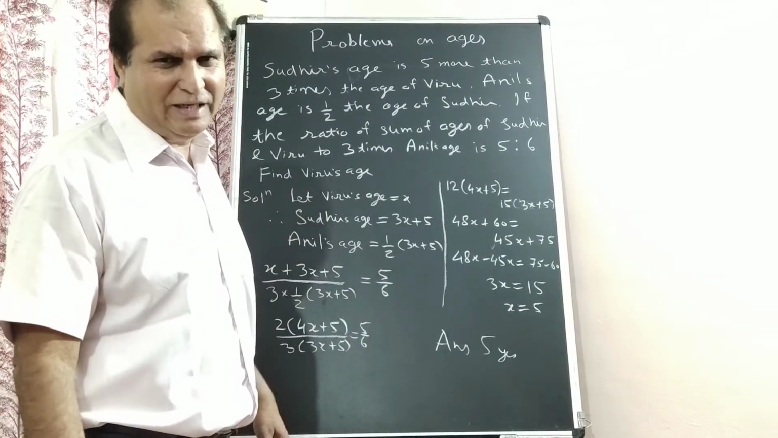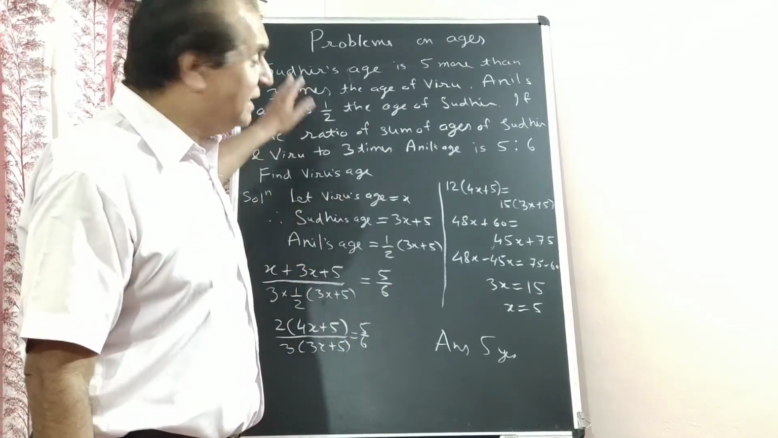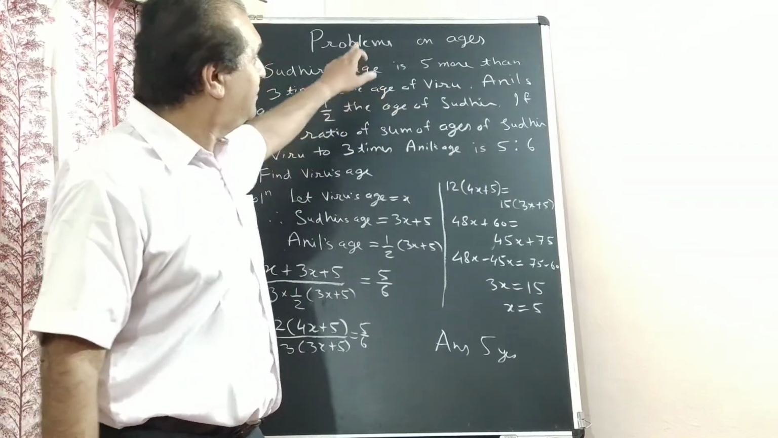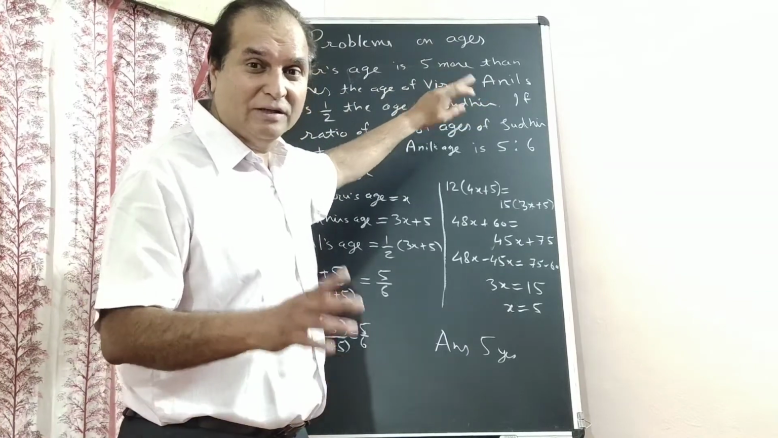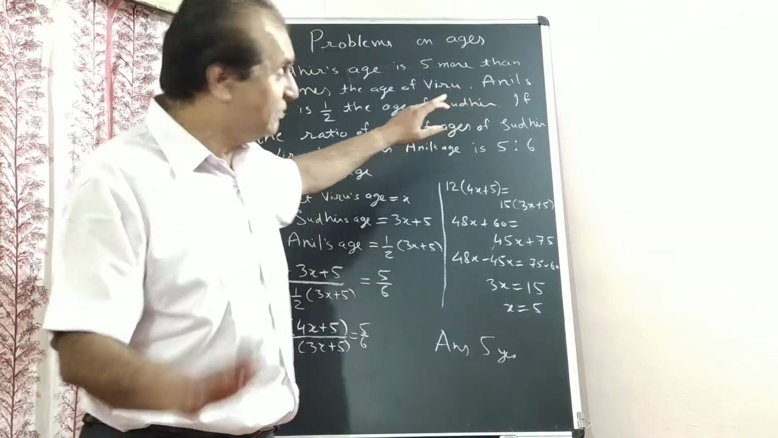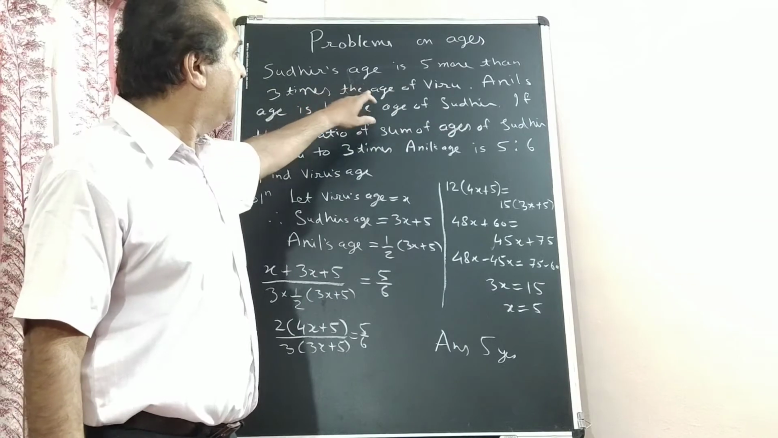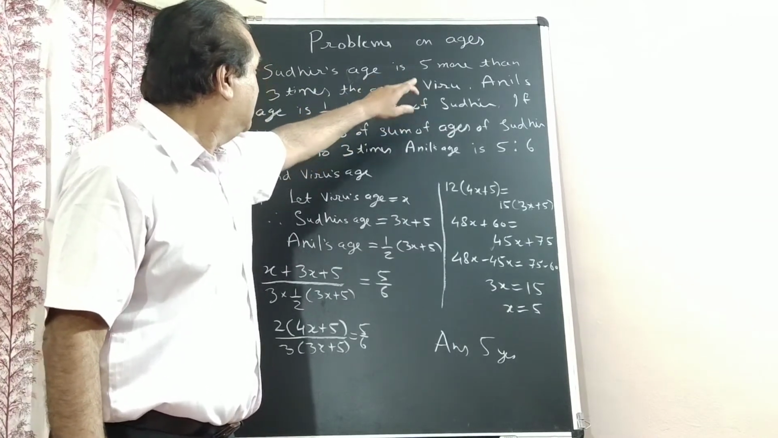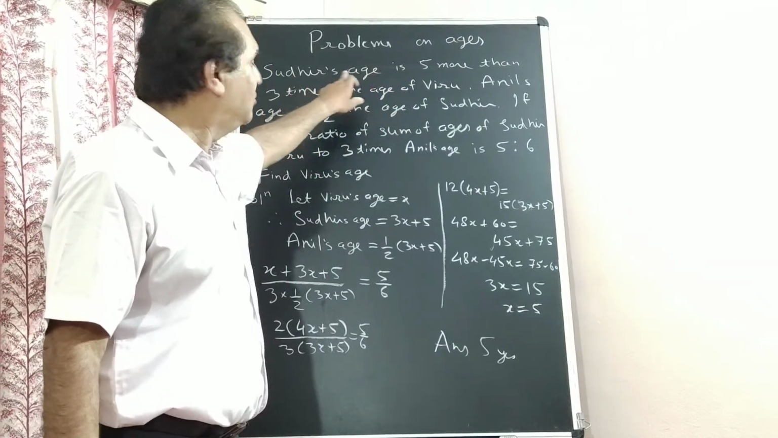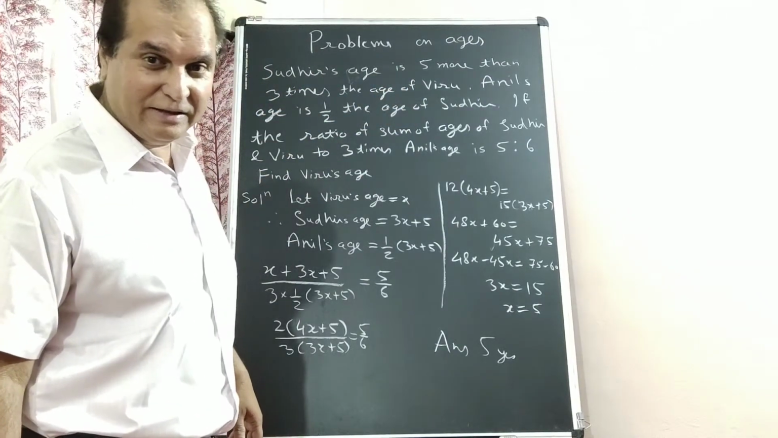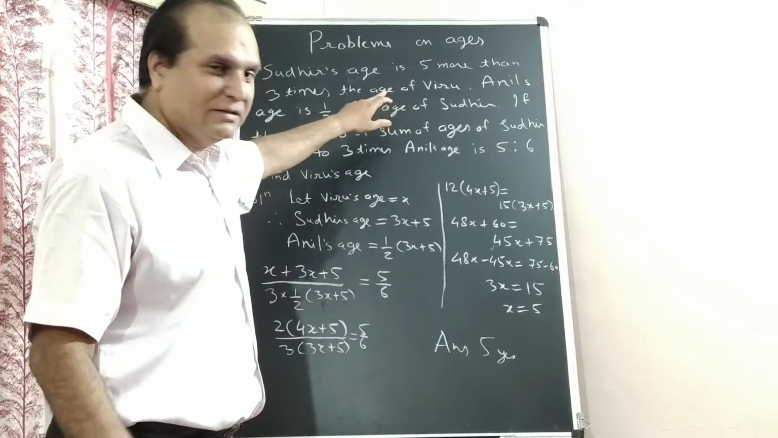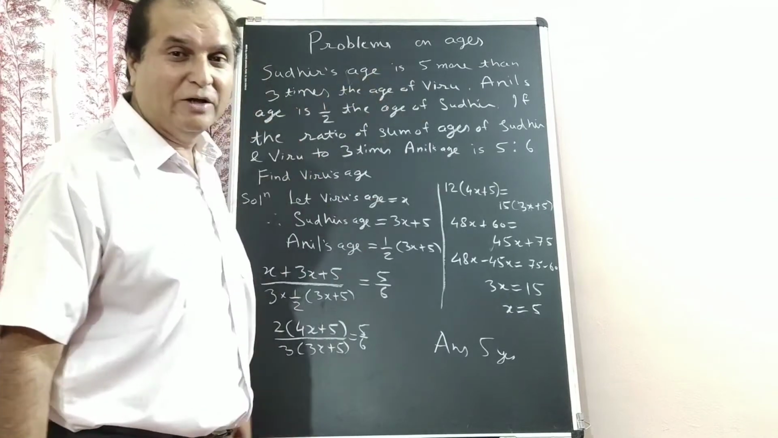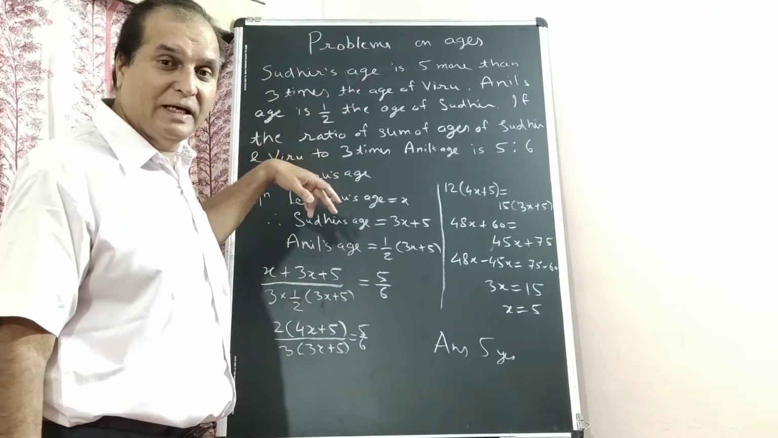There are many books available. See the sum, understand the sum first. Sudhir's age is 5 more than, means plus 5, 3 times the age of Viru. So if we take Viru as x, then 3x plus 5 is Sudhir's age. If Viru's age is x, Sudhir's age is 3x plus 5: 5 more is plus 5, and 3 times means 3x.